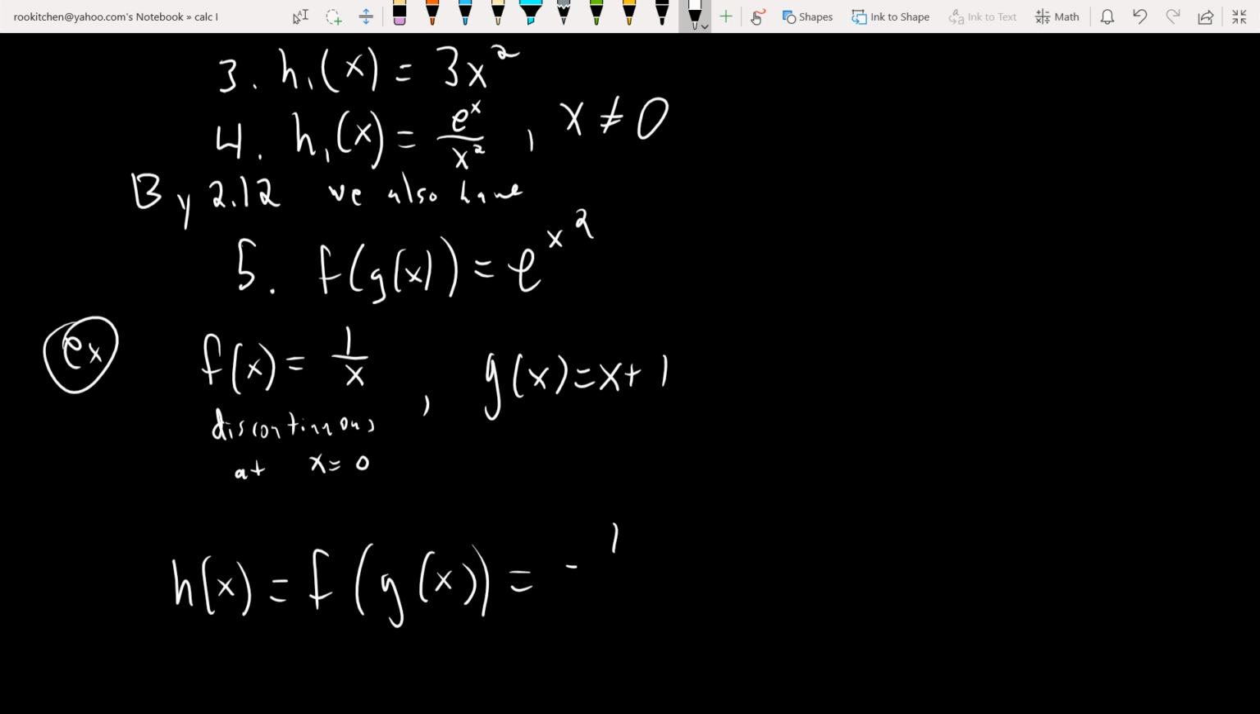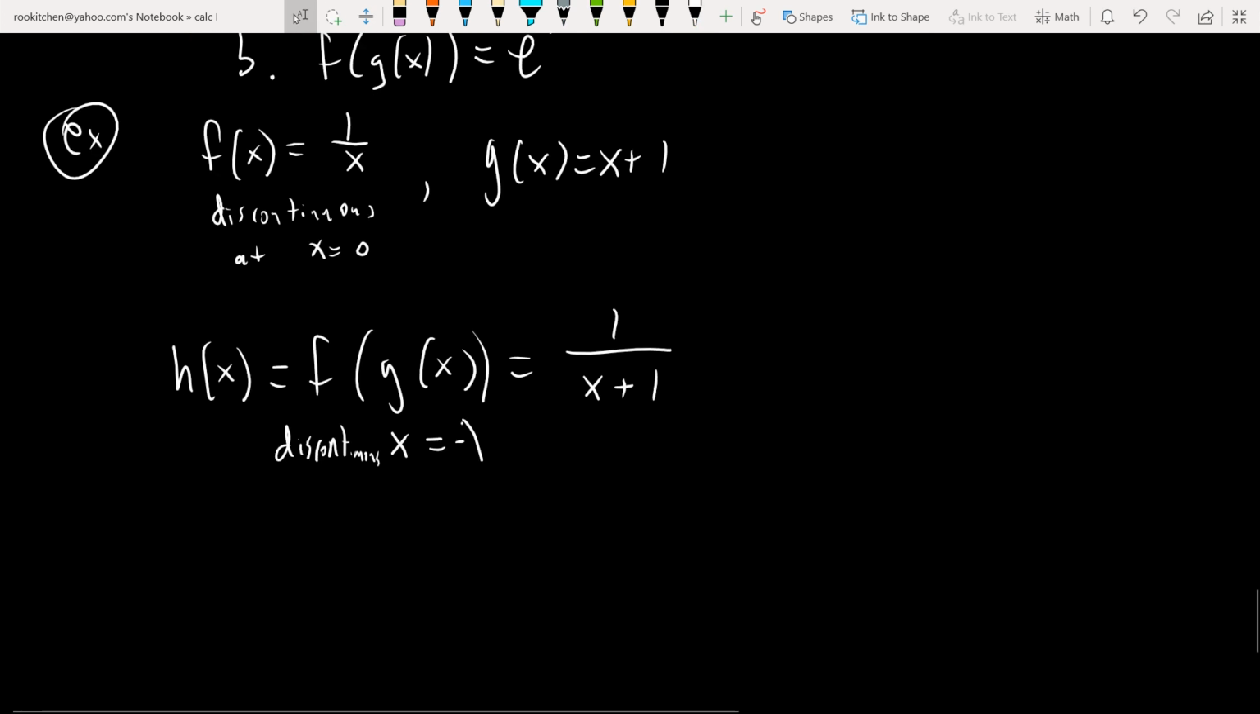Okay, and what is that? Well, that'll be 1 all over, and I put x plus 1 in for x. And then I take a look at it. Well, this thing is discontinuous, and it's a non-removable discontinuity. It's discontinuous at x equals -1, sorry. Okay, so doing this composition changes kind of how the f function is discontinuous. We have to make sure that f is continuous under the new conditions.